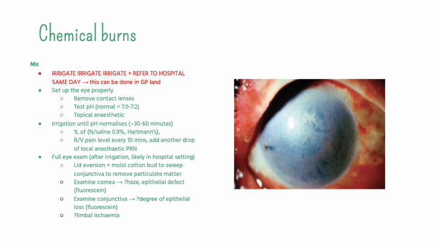In the GP setting, they have pH litmus paper, so you can test the pH. You want to irrigate until the pH normalizes, which typically takes around 30 to 60 minutes, using typically 1 liter of normal saline or Hartmann solution. Continue reviewing the pain level every 10 minutes and add drops of local anesthetics as required.